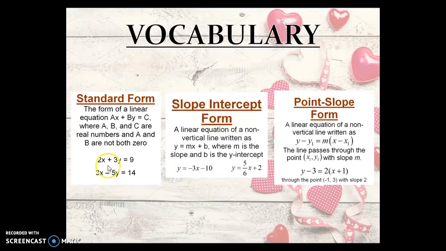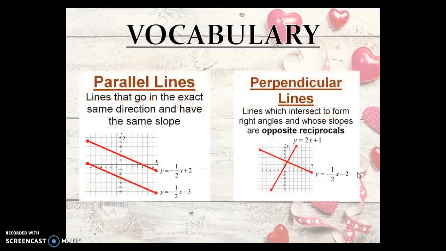Standard form, ax plus by equals c. Slope-intercept form, y equals mx plus b. Point slope form, y minus y1 equals m times x minus x1.